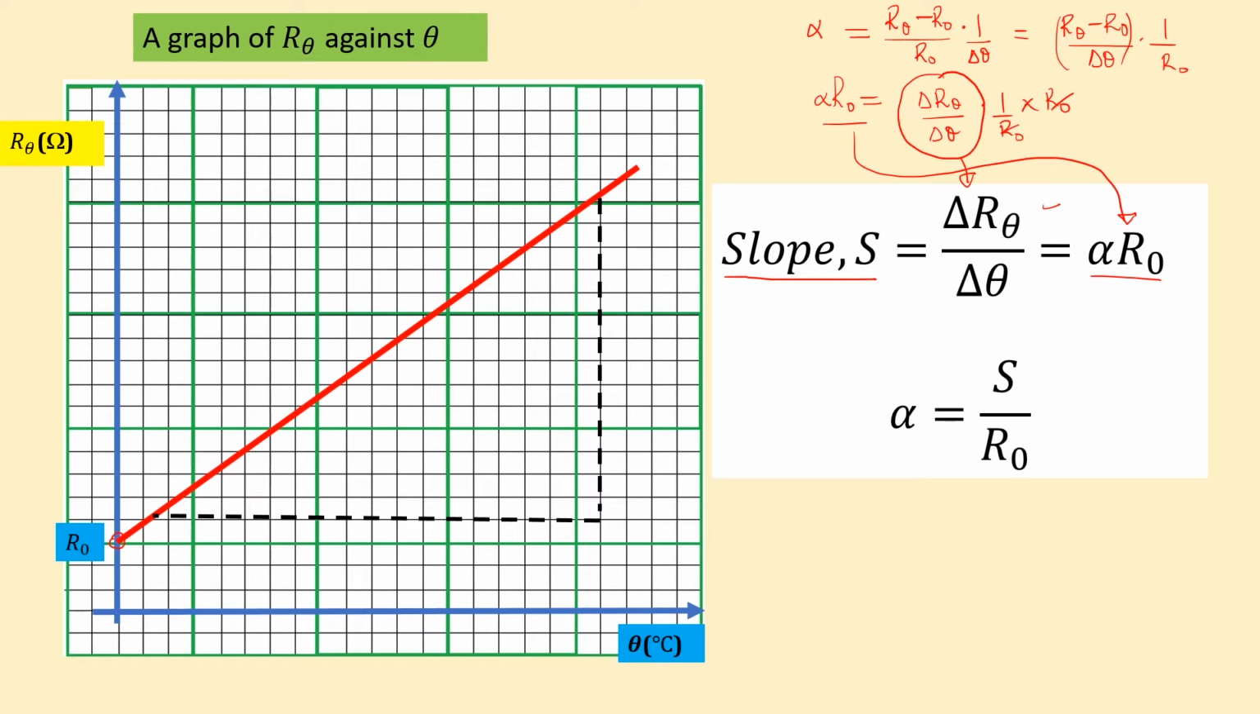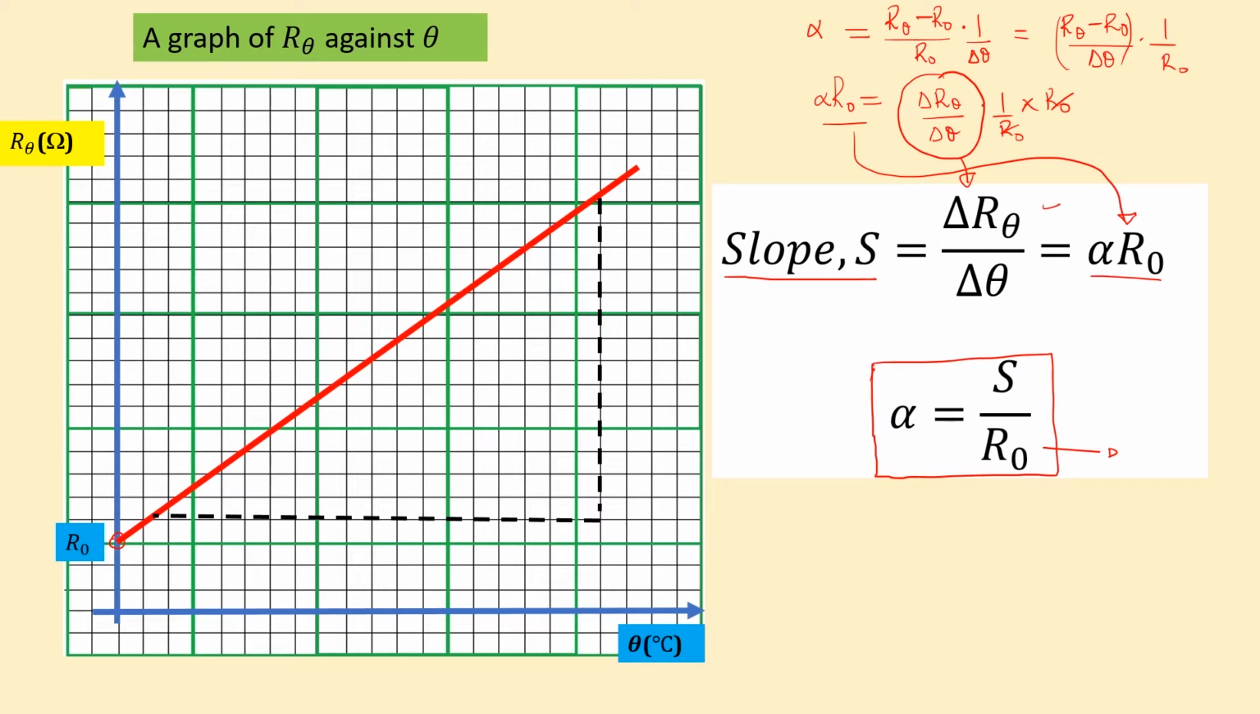In this expression, if you want to calculate the temperature coefficient of resistance from the graph, all you have to do is calculate the slope and divide by the resistance at 0 degrees Celsius, and that will be the temperature coefficient of resistance of that material.